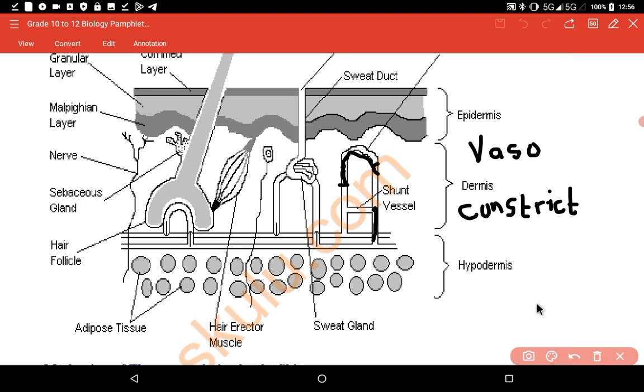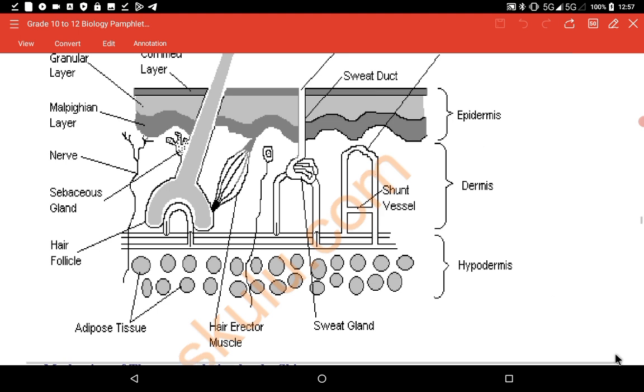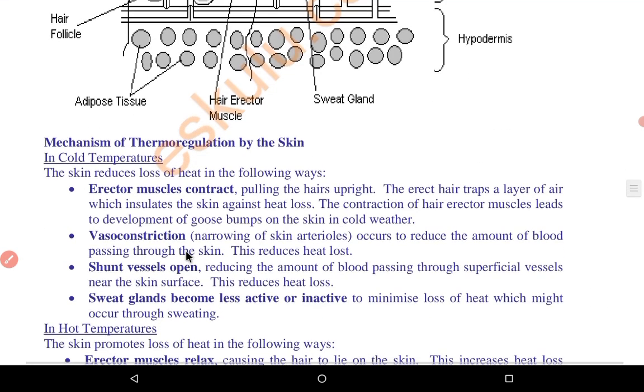It won't be able to go all the way, because once blood reaches here, the heat can be lost easily to the surrounding. So the blood vessels will vasoconstrict. They will become thin. So the narrowing of skin arterioles occurs to reduce the amount of blood passing through the skin.